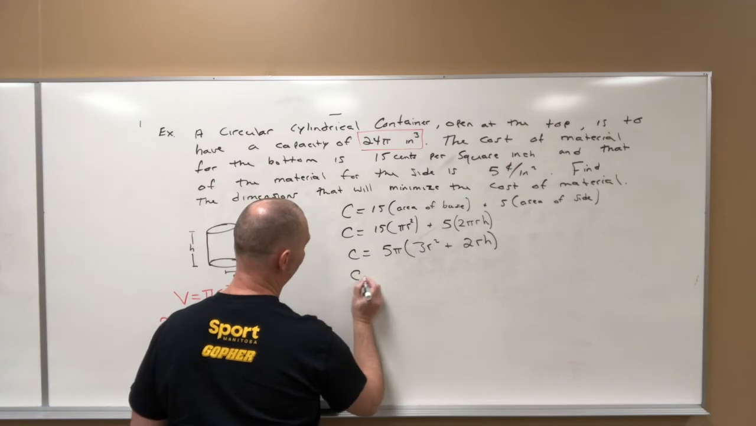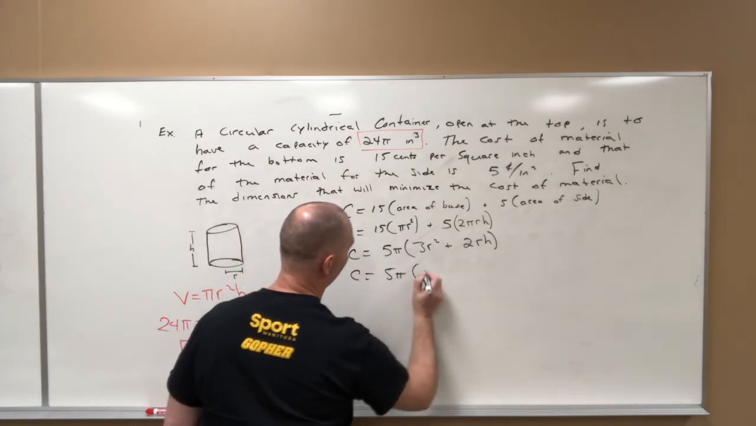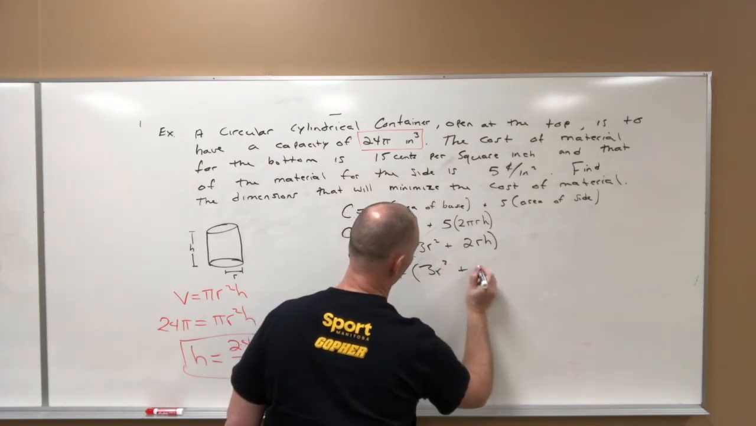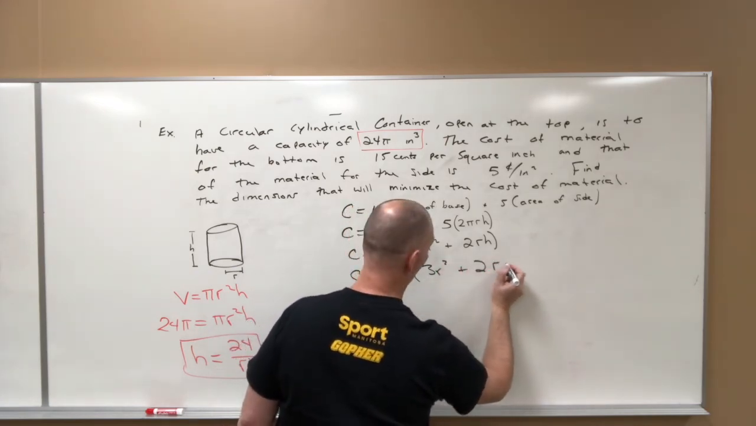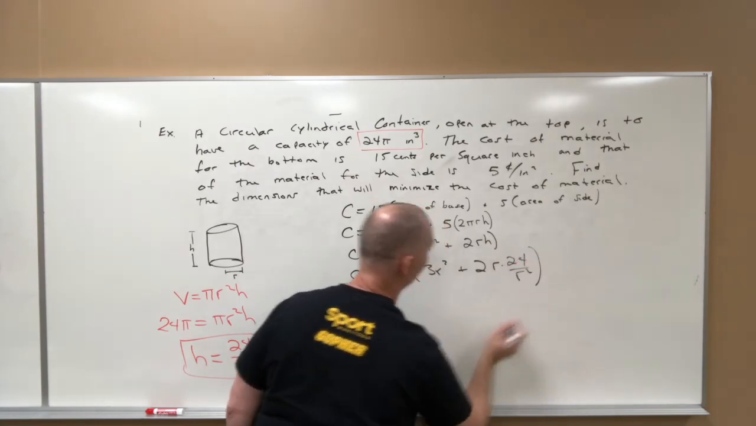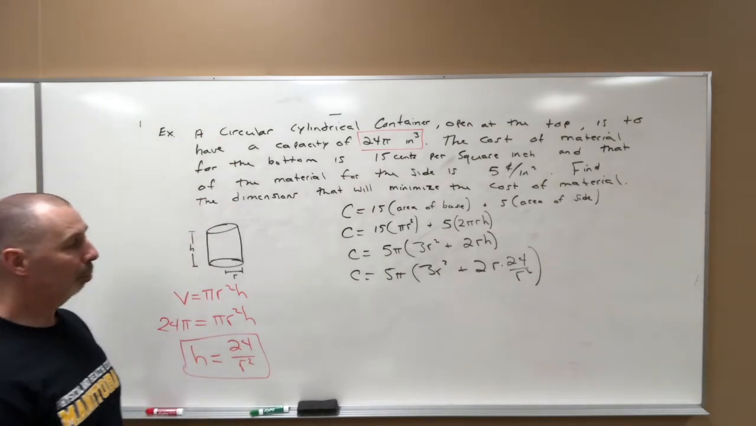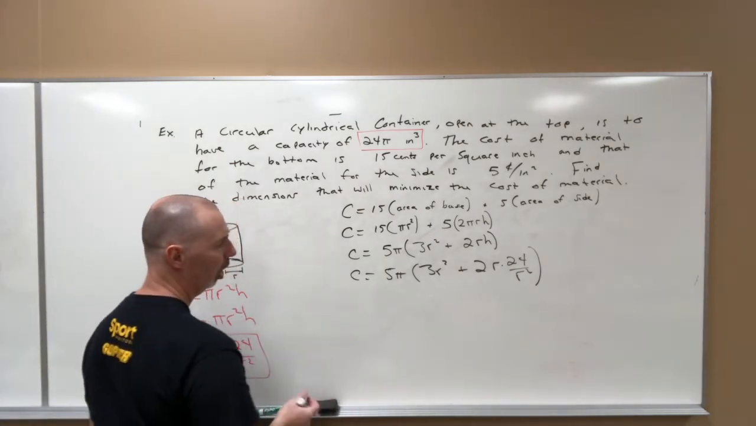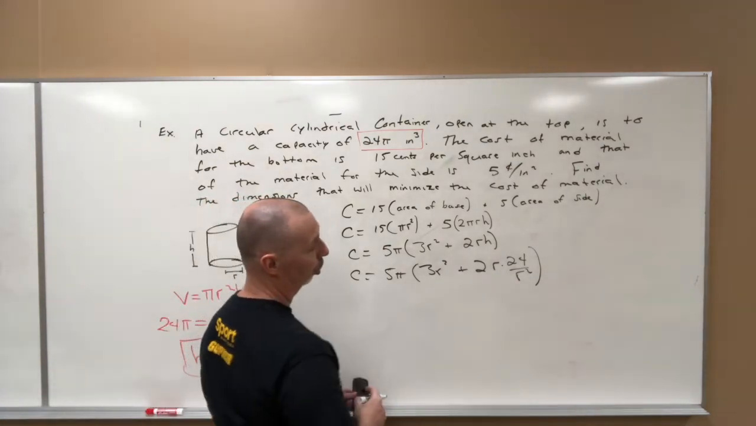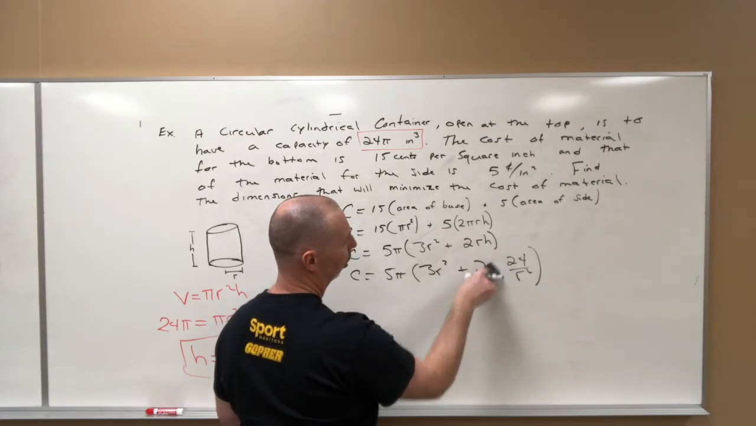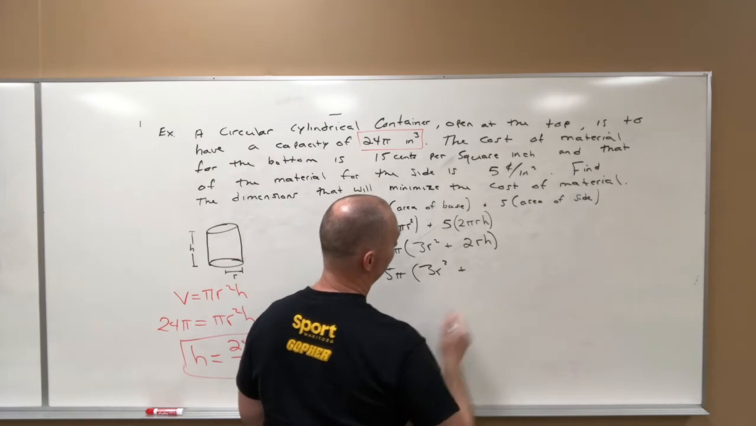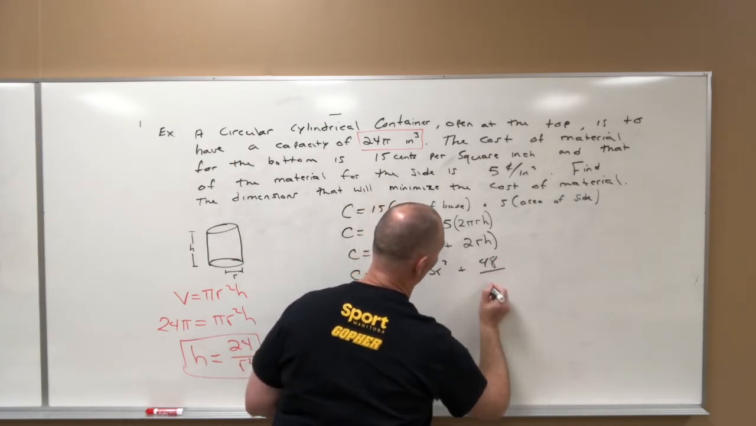So cost will now become 5 pi times 3r squared plus 2r times 24 over r squared. We are going to simplify that a little bit, and I'm just going to do it by erasing and adding. We have an r over an r squared, and so this r can disappear, and the squared can disappear, leaving us with 2 times 24, which is 48 over r.